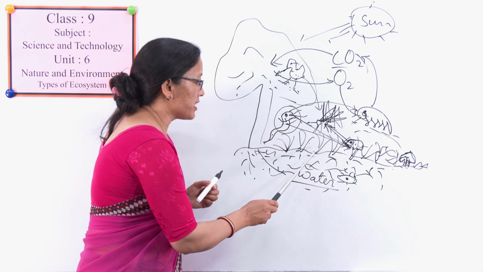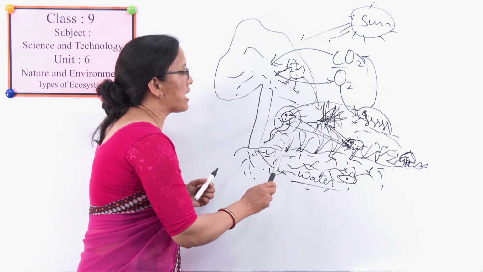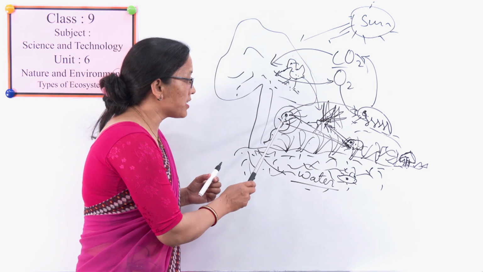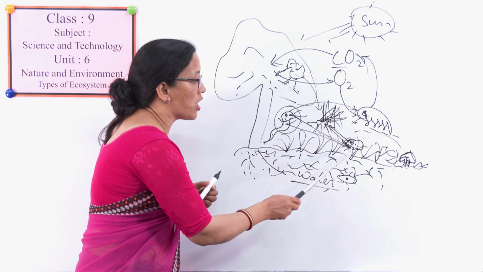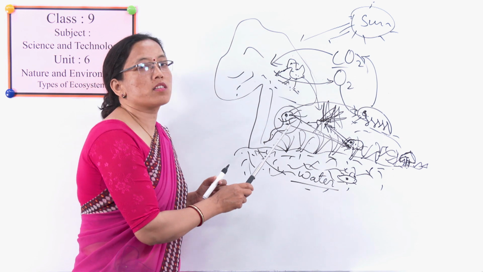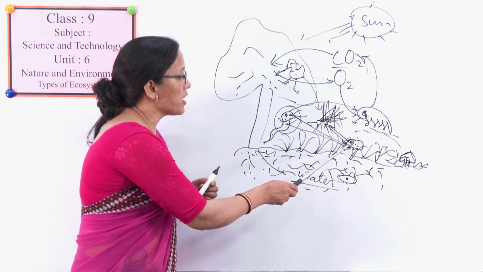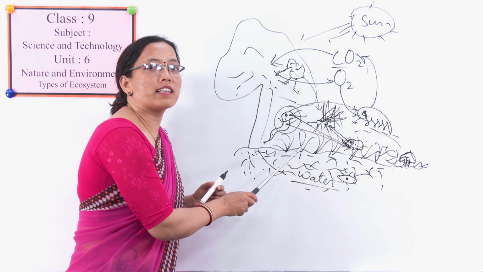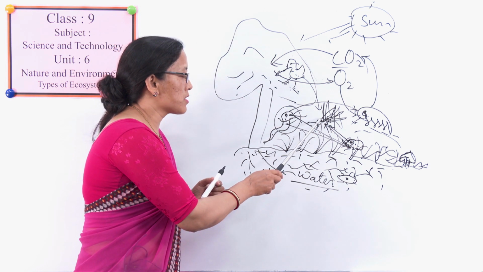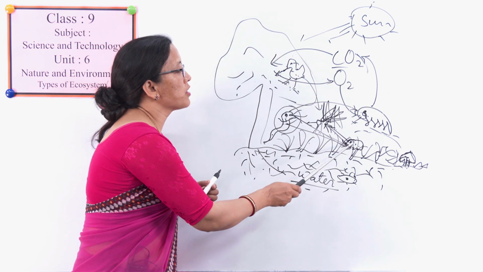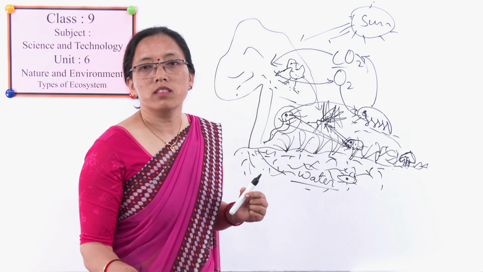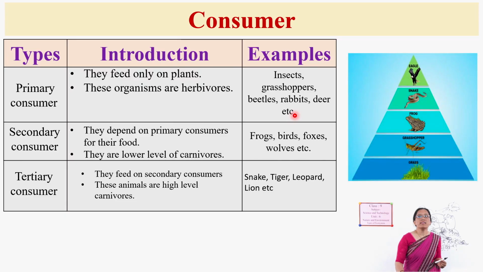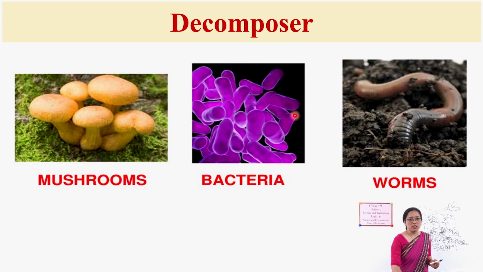This rat is feeding on the grasses, so it is a primary consumer. Now the snake is feeding on the rat, so it is a secondary consumer. But if this snake feeds on the frog, at that time it becomes tertiary. Why? Here the frog is feeding on the grasshopper, and the grasshopper is feeding on the grasses. So here the grasshopper is primary, the frog is secondary and the snake is tertiary. In this way we can explain the primary, secondary and tertiary consumers.